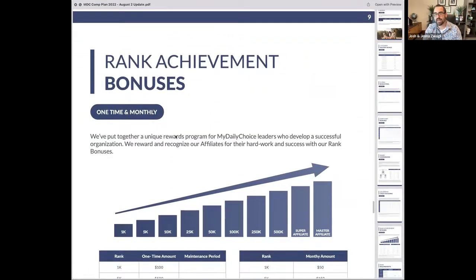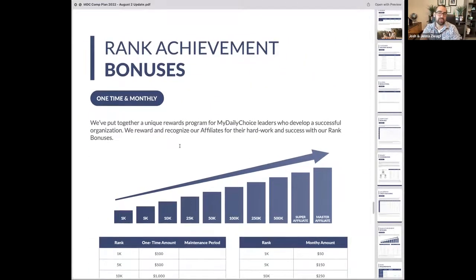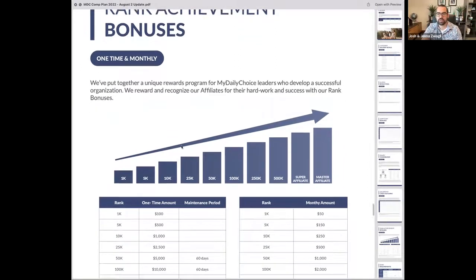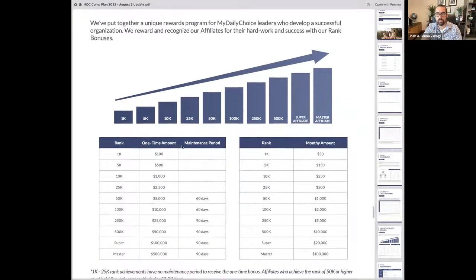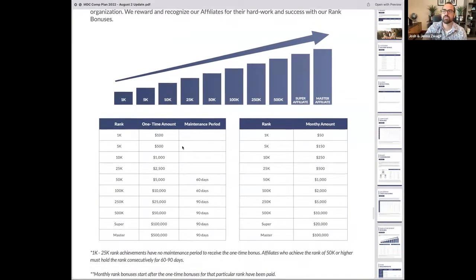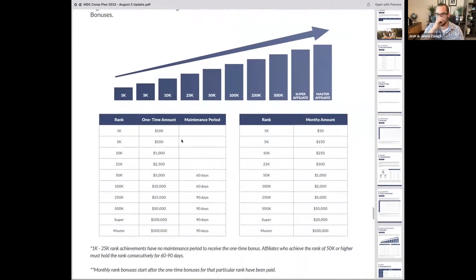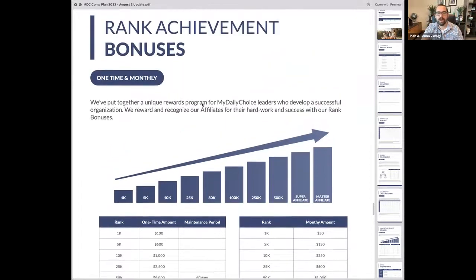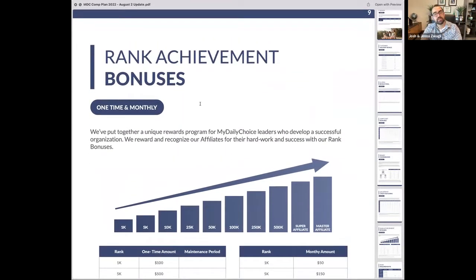Okay, the next payout is our rank achievement bonuses. I'm going to spend quite a bit of time on this because it's really critical. We made some adjustments to this in 2022, which was we got rid of the maintenance periods of the first 4 ranks. This payout is based on your unilevel, not your binary.